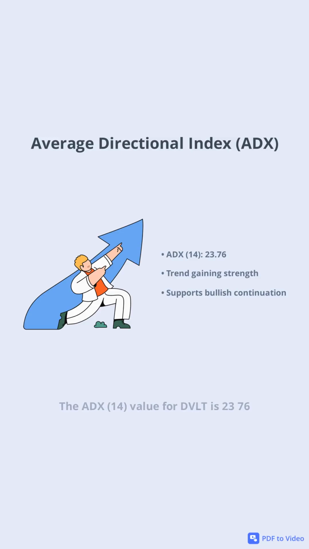The ADX 14 value for DVLT is 23.76. In technical analysis, an ADX reading above 20 to 25 is considered a sign that a trend is gaining strength and has the conviction to continue. This reading suggests that DVLT's current uptrend is not only established but also has the momentum to persist, making it an attractive option for trend-following investors.